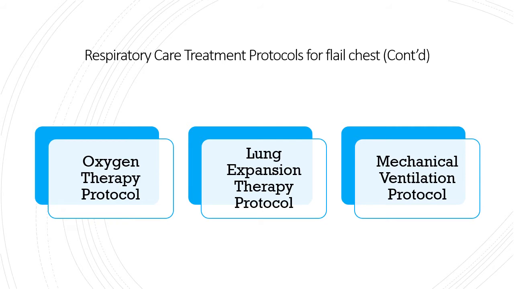Because acute ventilatory failure is associated with flail chest, mechanical ventilation protocols may be used. It's often used with PEEP so that adequate ventilatory status can be maintained. Ventilator initiation and management protocols and weaning protocols are necessary.